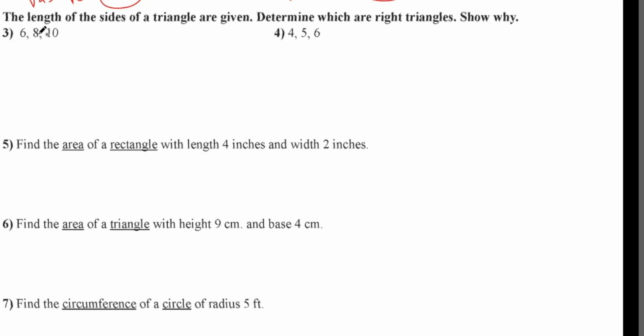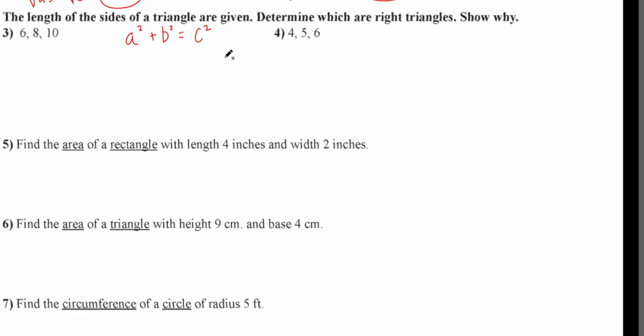All right, let's do this. It says the length of the sides are given, determine if it's a right triangle or not. Here's how we decide if it's a right triangle. It's the same formula. If a squared plus b squared equals c squared, then it's a right triangle. If they don't equal each other, then it's not a right triangle. And that's all you got to say. Actually, I shouldn't say that.